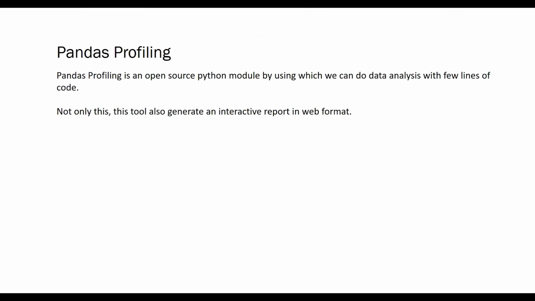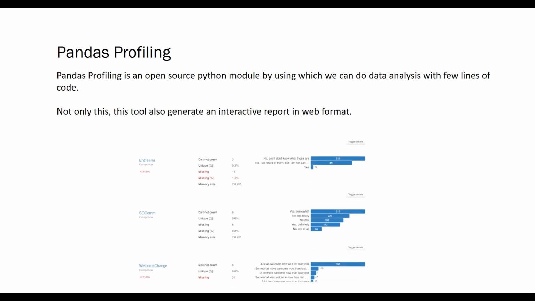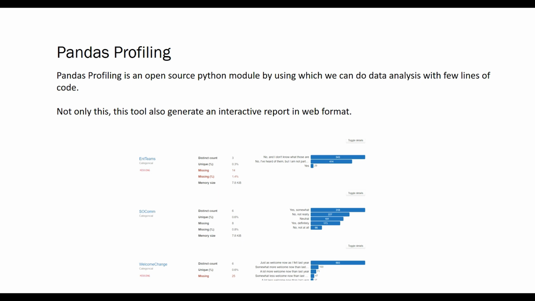Pandas profiling is an open source Python module by using which you can generate an interactive web format report of your data by writing a few lines of code. One strong point of this generated report is that it contains warnings at the beginning, saying that your dataset contains that many missing values, that many NaN values, and so on.